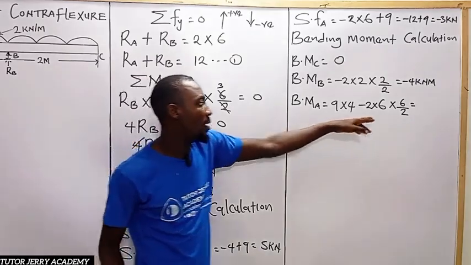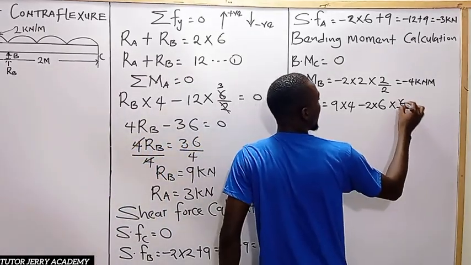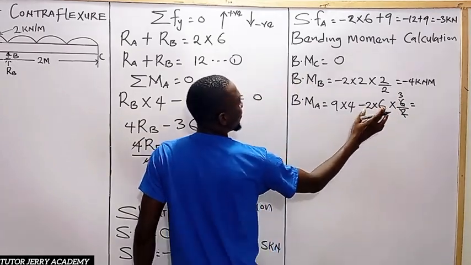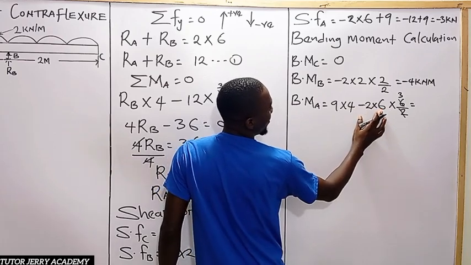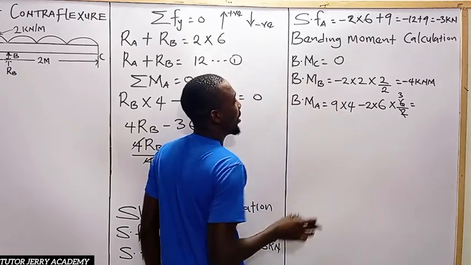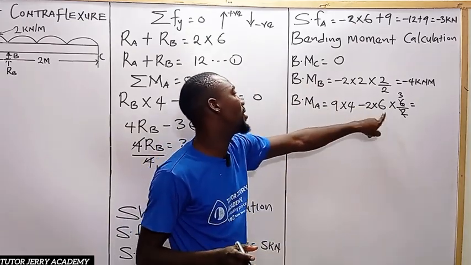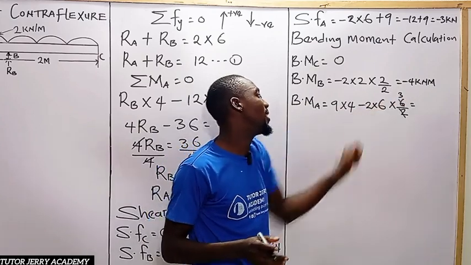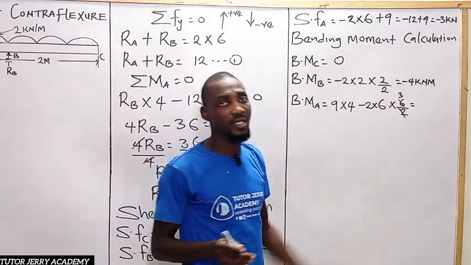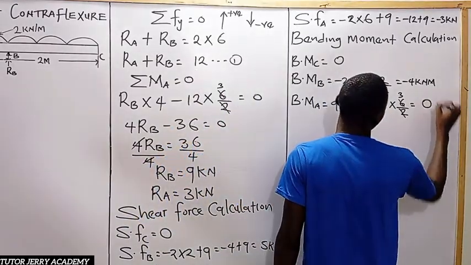So here we are going to have 2 times 6, sorry, 2 times 6 is 12. 12 times 3 is 36. 9 times 4 is 36. 36 minus 36 is 0. So we are going to have 0 here.